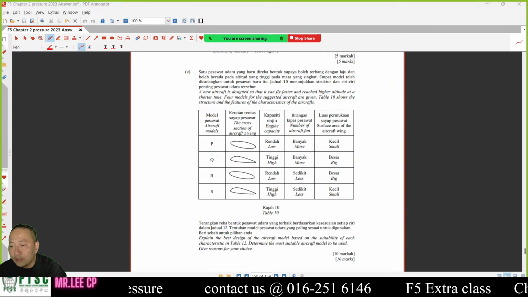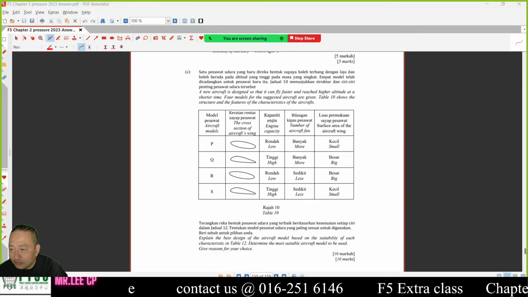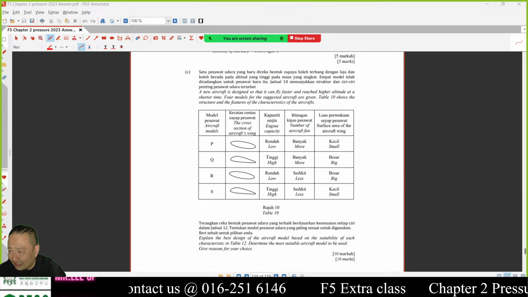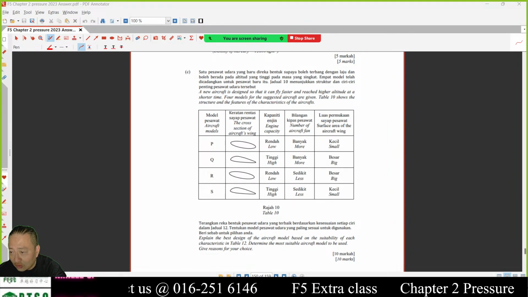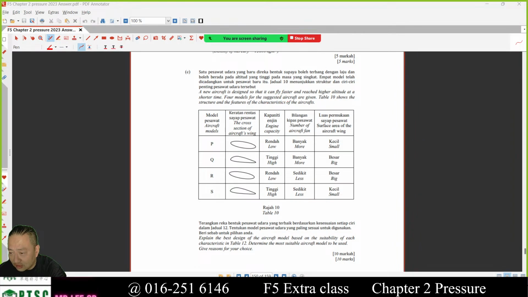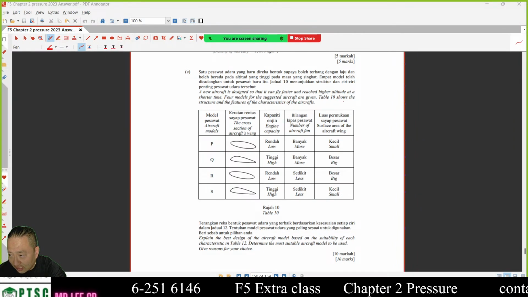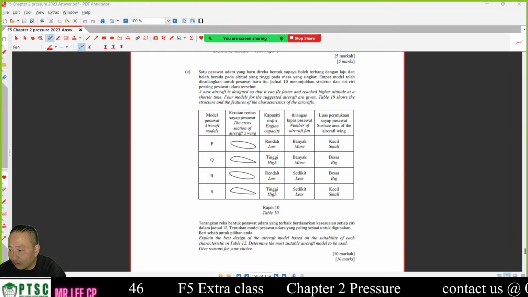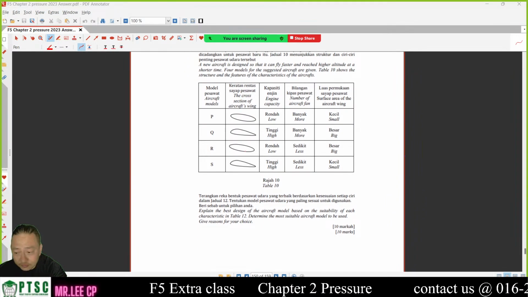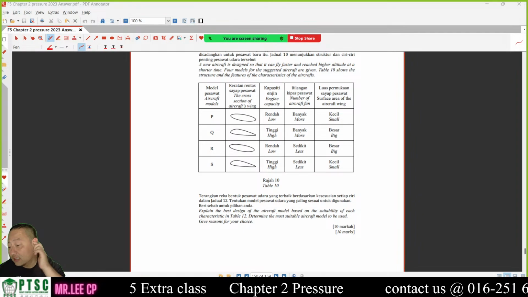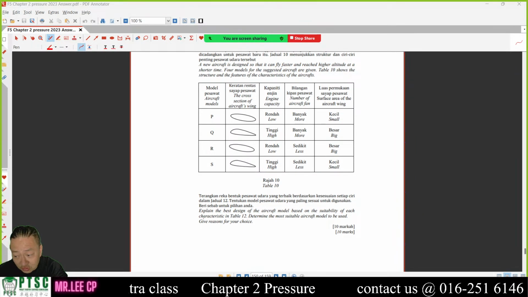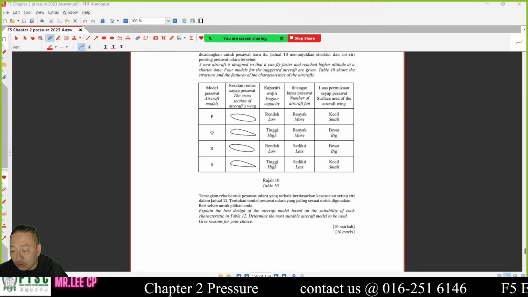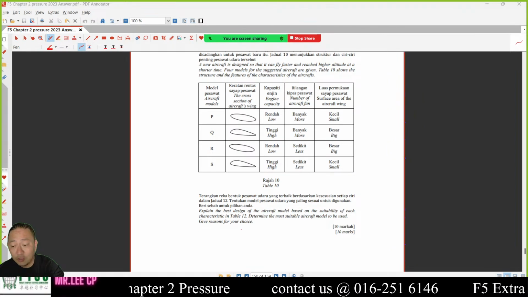A new aircraft is designed so that it can fly faster and reach a higher altitude in a shorter time. Four models of suggested aircraft are given. Table 10 shows the characteristics of the aircraft. Explain the best design of the aircraft model based on the suitability of each characteristic in the table. Determine the most suitable aircraft model to be used. Give the reason for your choice.